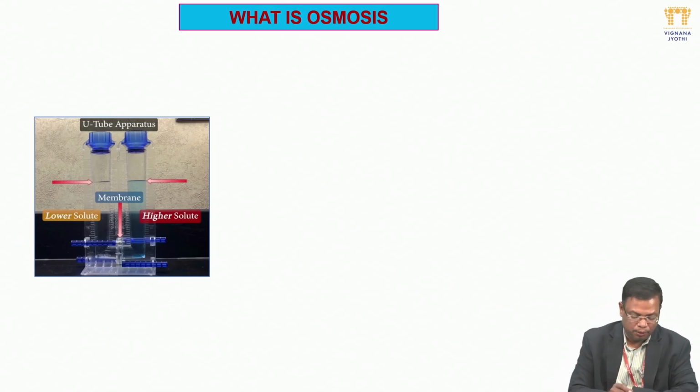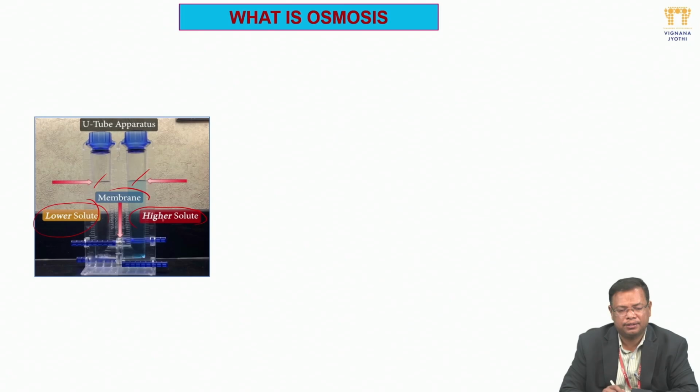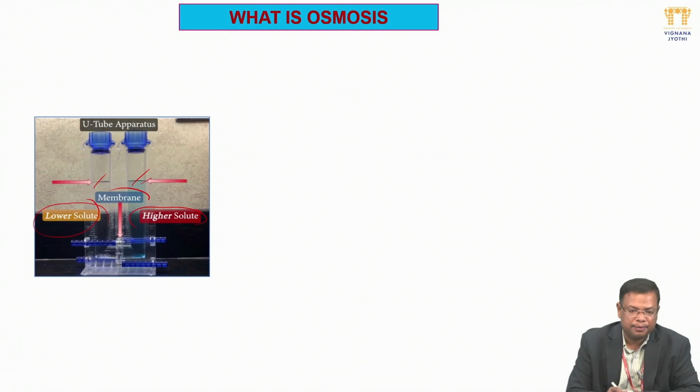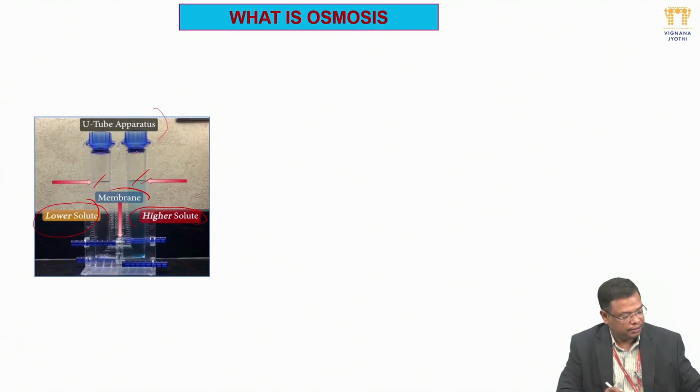Here two solutions of different concentrations are separated by a semi-permeable membrane. So, it is a low solute on one side and a high solute in the solvent on the other. Lower solute particles are present in the left side and higher solute particles are present in the right side, shown in some thick color or green color. This is a U-tube apparatus.